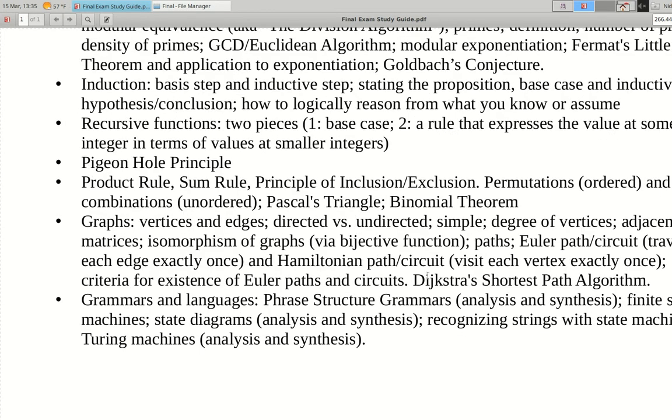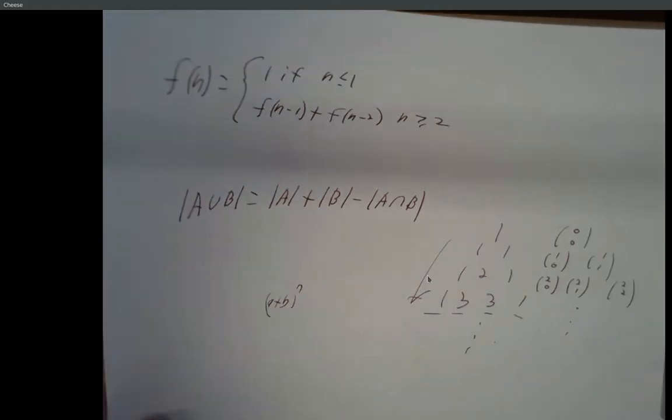What should you know about graphs? There will be graphs on here. Graphs are composed of vertices and edges, right? You always have at least one vertex. You don't necessarily need to have any edges. Directed means there's a direction associated with an edge; undirected means there's not. The degree of a vertex is just the number of edges at each vertex. An adjacency matrix is a way to represent graphs, say, in a computer.